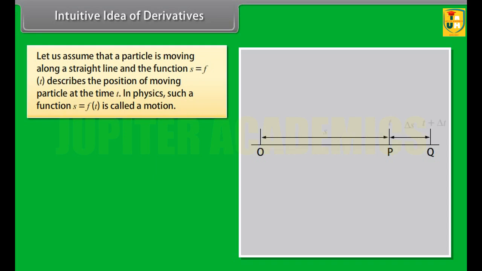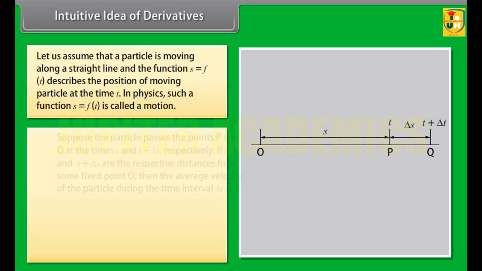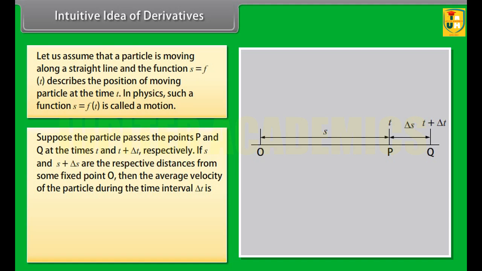Intuitive idea of derivatives. Let us assume that a particle is moving along a straight line and the function s is equal to f of t describes the position of the moving particle at the time t. In physics, such a function s is equal to f of t is called a motion. Suppose the particle passes the points P and Q at the times t and t plus delta t respectively.